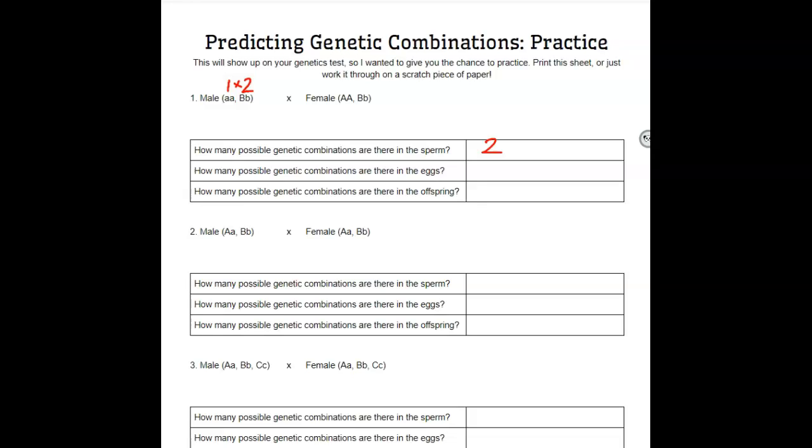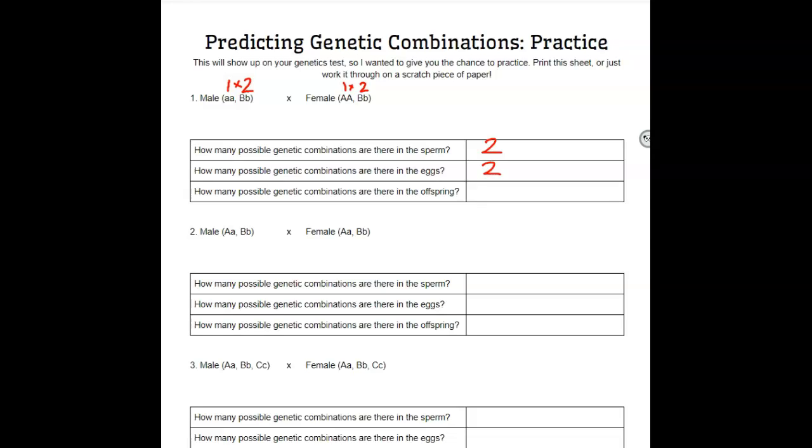Our female is homozygous for big A, which means that she can only pass on one allele for this gene, one version, big A. Our female is also heterozygous for the B loci, or the B gene, so she's going to pass on 2 potential options for her eggs. So 1 times 2 is going to be 2.